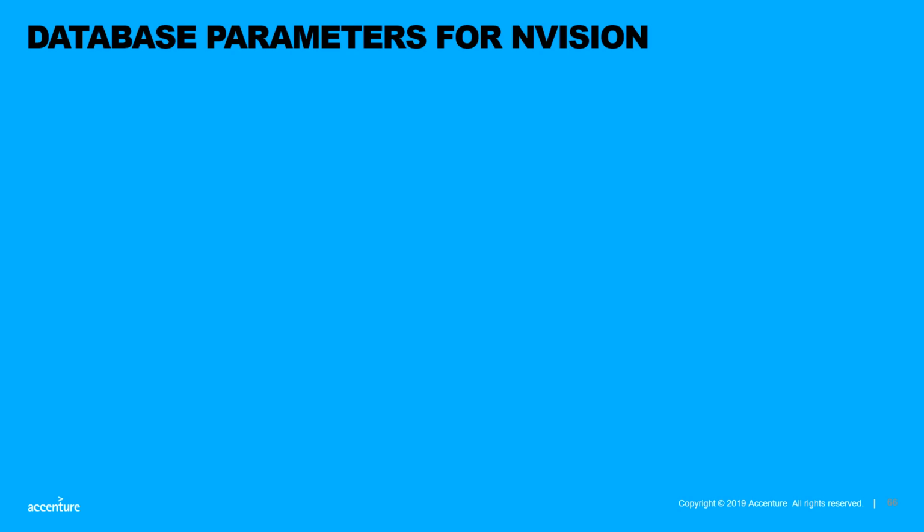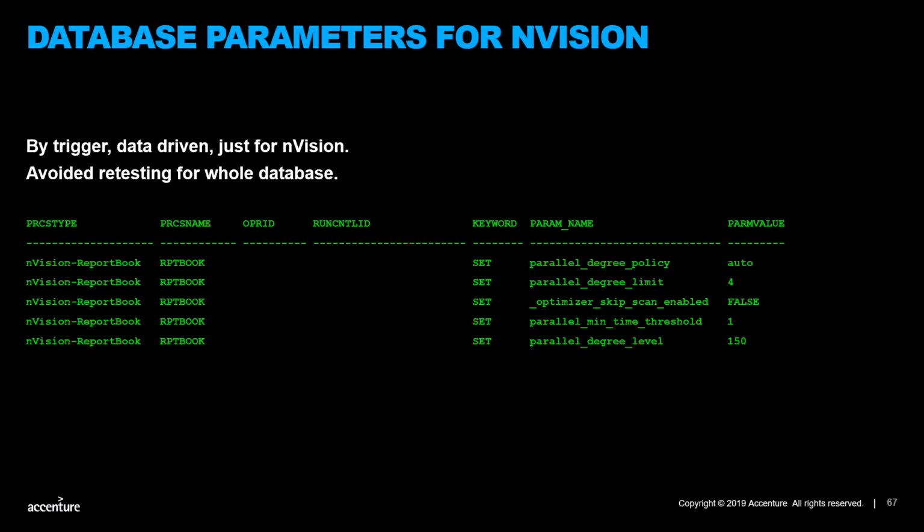We also set certain database parameters just for nVision. We didn't want to set them database-wide because that would have had impacts database-wide on other processes that we didn't want to test. So we had a data-driven method using a trigger that fired when the process started to set certain parameters that could be set at session level. For example, we wanted to disable skip scan for the nVision reports, but I didn't want to go back and test it across the system. And that's the end of our story.